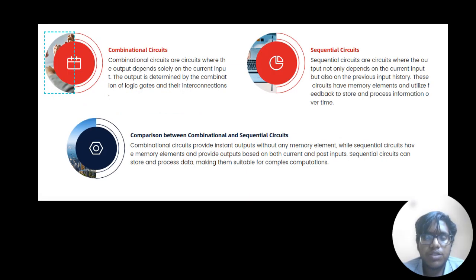Digital circuits can be divided into two types: combinational circuits and sequential circuits. Combinational circuits are circuits where the output depends solely on the current input. The output is determined by the combination of logic gates and their interconnections. Sequential circuits are circuits where the output not only depends on the current input but also on the previous input history. These circuits have memory elements and utilize feedback to store and process information over time. Combinational circuits provide instant output without any memory element, while sequential circuits have memory elements and provide outputs based on both current and past inputs. Sequential circuits can store and process data, making them suitable for complex computations.